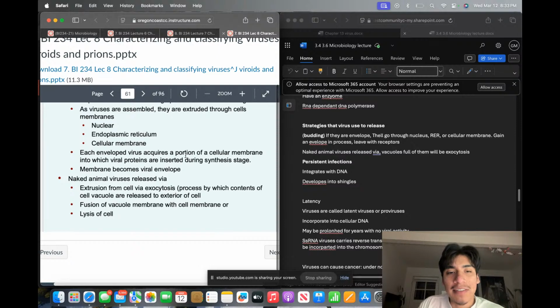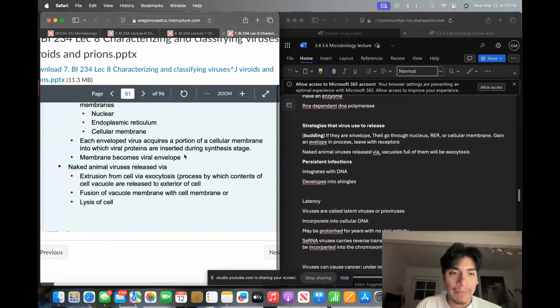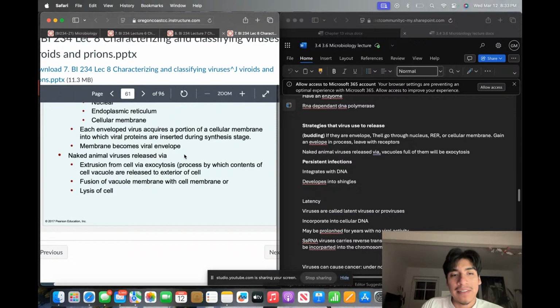Each enveloped virus acquires a portion of the cellular membrane, in which viral proteins are inserted during the synthesis stage. So viral proteins are inserted into the cellular membrane so that it can continue to affect that specific host that was originally infected with that same viral protein. So, released.